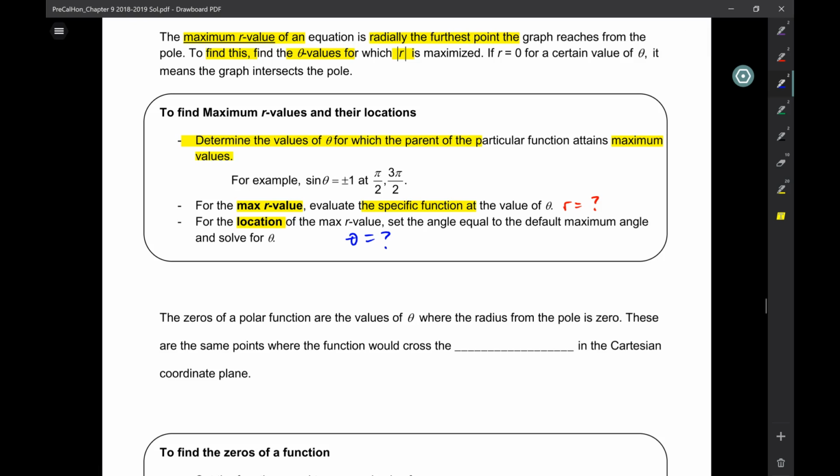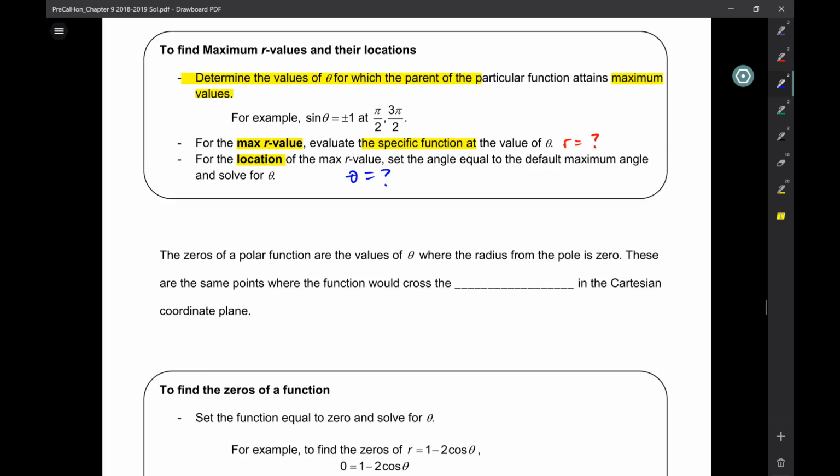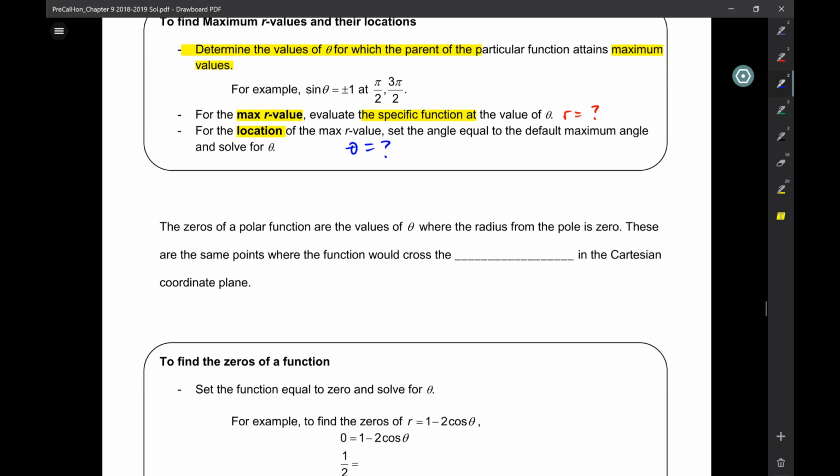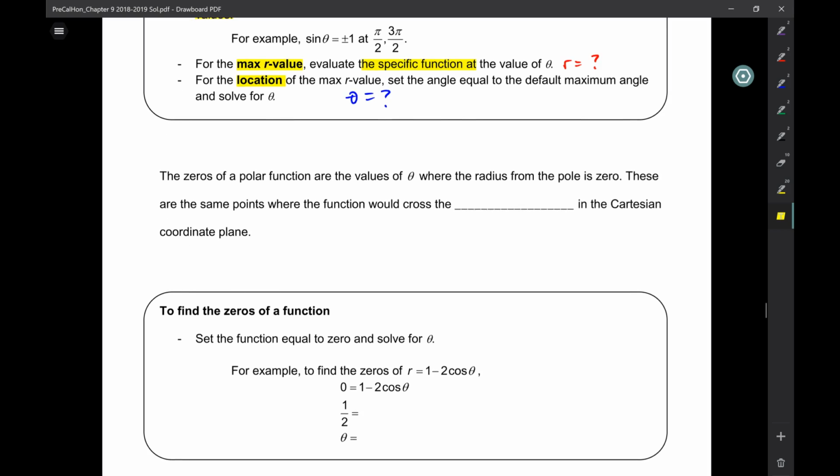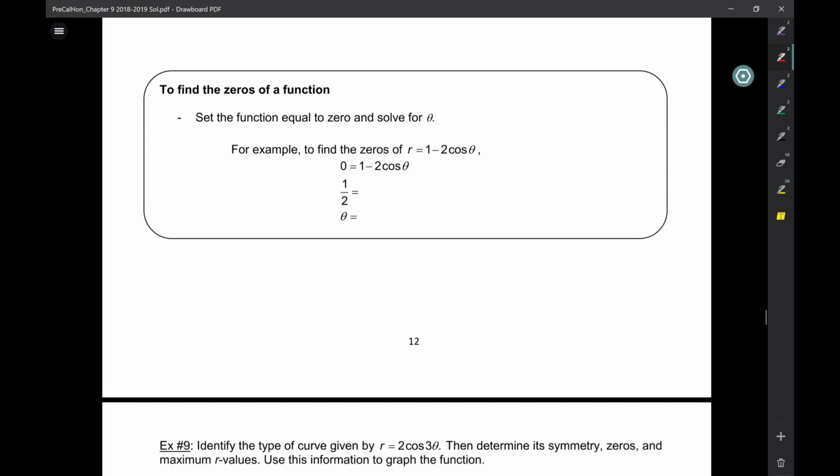Okay, what about zeros? The zeros are where the radius is 0. So these are the same points where the function would cross the x-axis in the Cartesian coordinate plane. So how do we find zeros? Set the function equal to 0 and solve for theta. So look, suppose you have this equation and it says find the zeros of this.